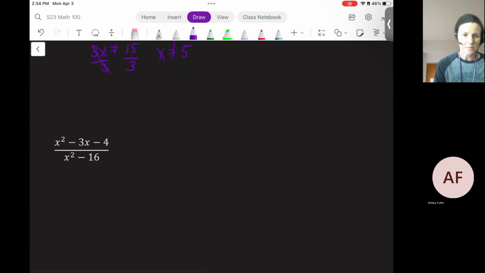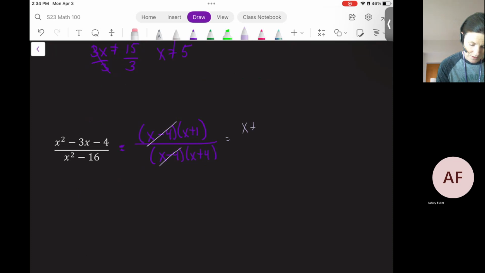If we have something a little more complicated, we still have to factor the top and the bottom. We're going to use the AC method to factor. If you need help with that, there are videos posted for that. But in this case, the top is going to factor into x minus 4 and x plus 1. The bottom is a difference of squares, one of our special patterns, leaving us with x minus 4, x plus 4. Again, notice in both cases we have an x minus 4. We can reduce that, leaving us with x plus 1 over x plus 4.